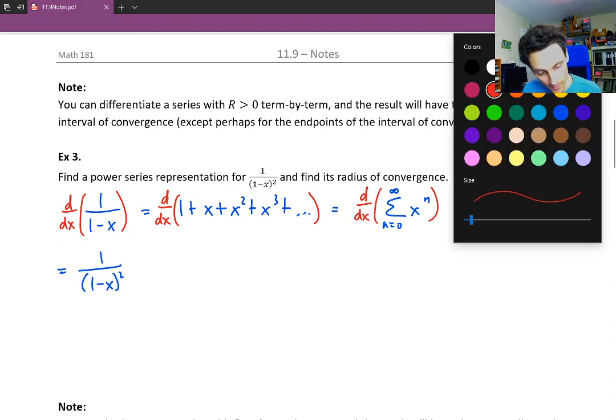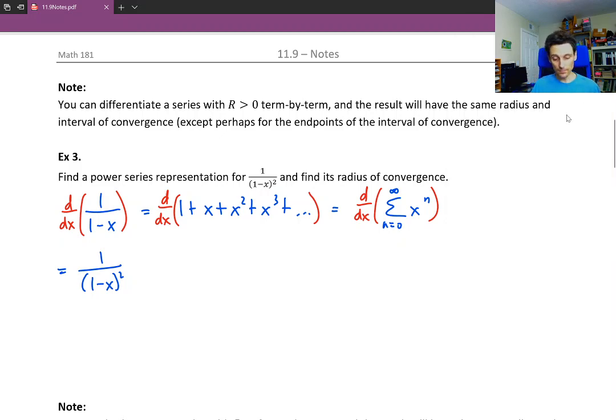if we take the derivative of this series expansion for 1 over 1 minus x, that would give us a series expansion for 1 over 1 minus x squared. Right? Because the derivative of 1 over 1 minus x is 1 over 1 minus x quantity squared. So all we have to do here, based on that note above, is just differentiate term by term the power series expansion for 1 over 1 minus x.